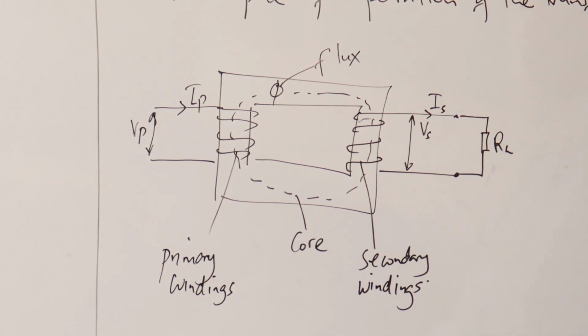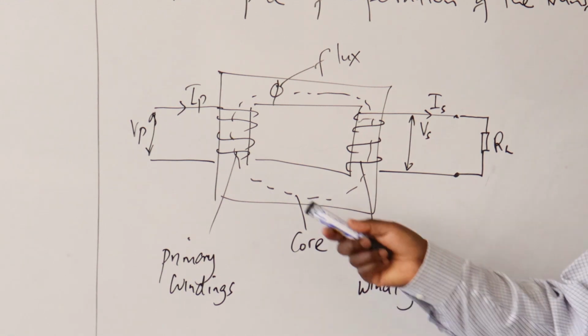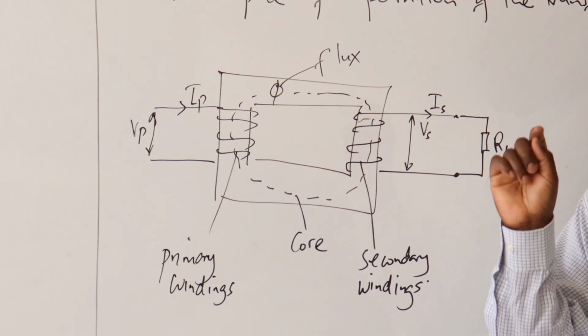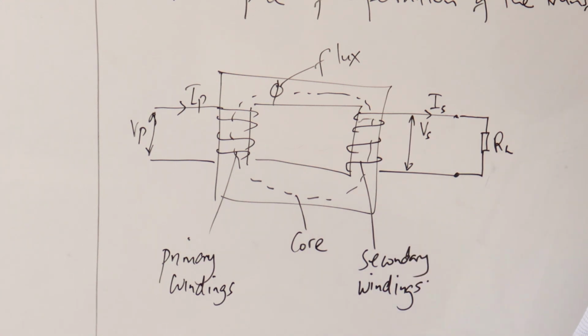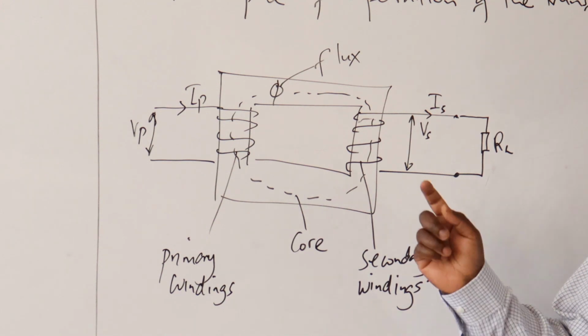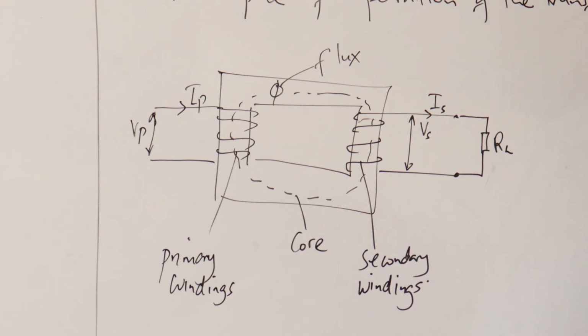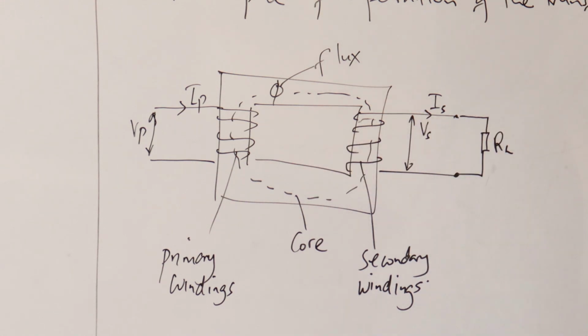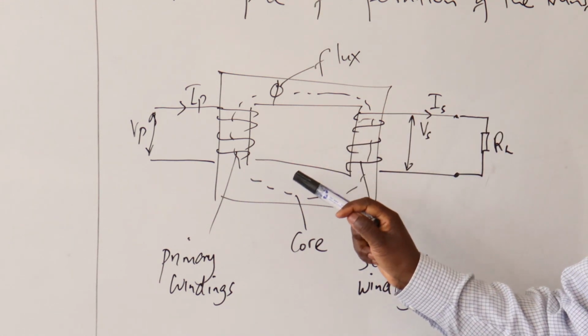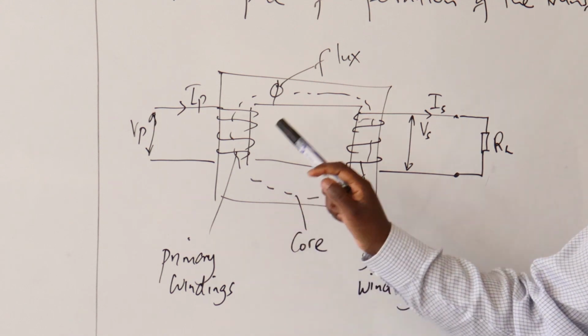So for us to be able to cause the primary current to flow, we normally connect a primary voltage VP. VP is connected to the primary windings, and because of the resistance of the primary windings, the current IP will flow towards the core of the transformer. When the primary current IP flows, then we shall establish what we refer to as magnetomotive force. Magnetomotive force is required to cause the flux to move around the core.